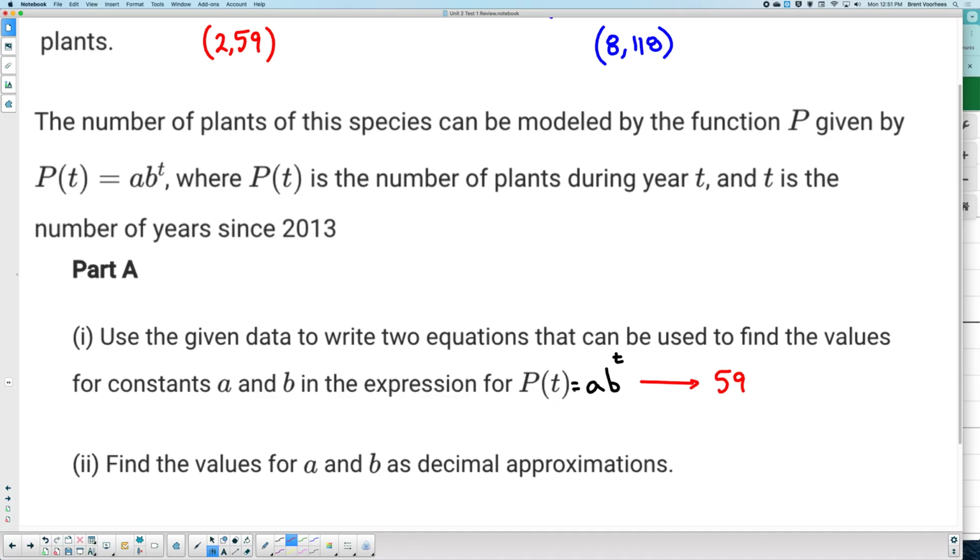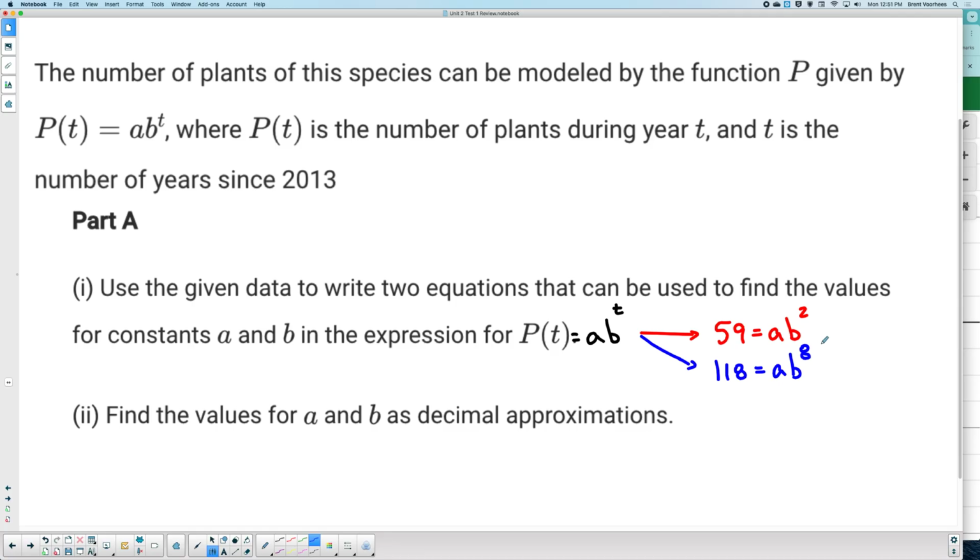59. So 59 would equal, we don't know A, we don't know B, but we do know T. How much time for 59 plants? 2. That's one equation. The second equation, how many plants are there right here? 118 equals A times B to the power of 8, which is our time. So on this type of free response question, that first one is the only part you don't need a calculator for. Everything else you do.